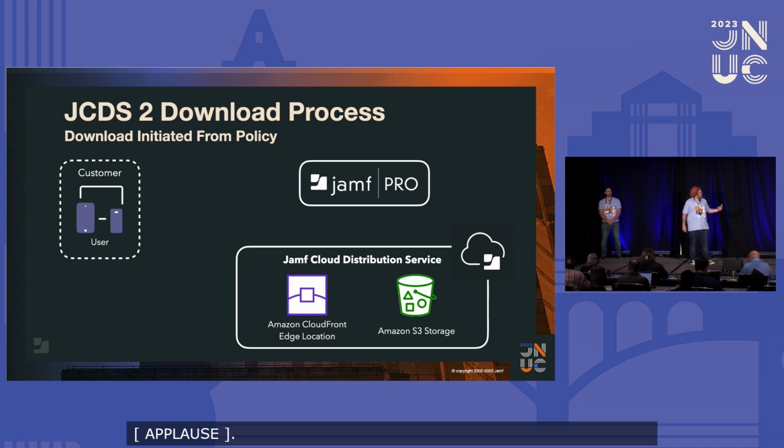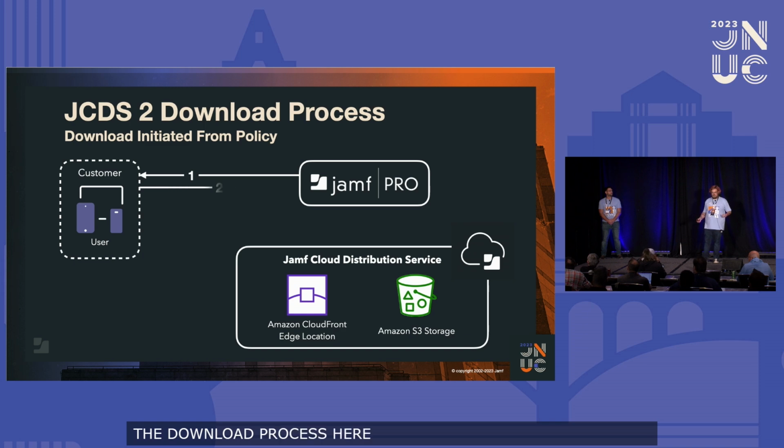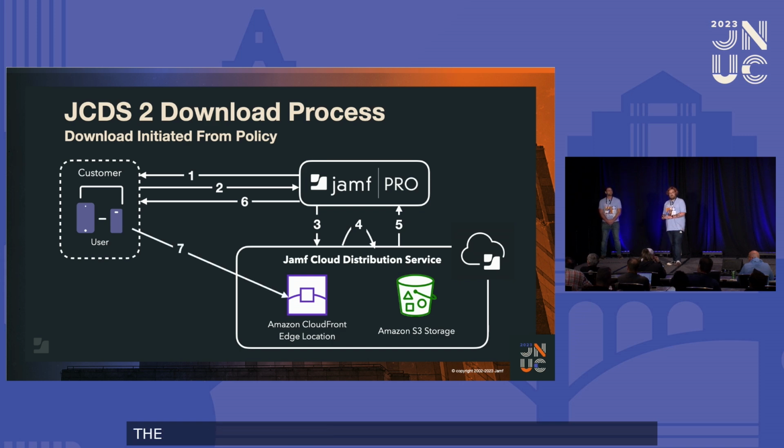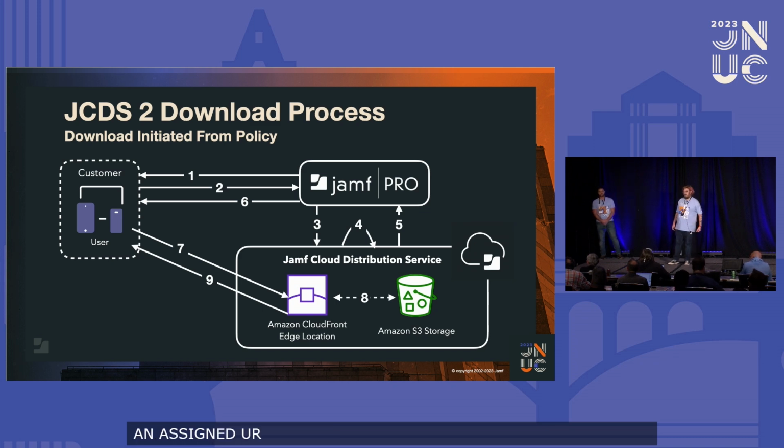So we're going to start with the download process here. There's a few different steps, right? First, when a policy is saved in scope, Jamf Pro is starting the process and a secured URL is sent to the device. So that's step one. Step two, the device connects to Jamf Pro using that secured URL, and that's going to initiate our download. Step three is Jamf Pro is going to connect to JCDS and request a signed URL from there. Step four is JCDS generates a signed URL. And then step five is it returns the signed URL to Jamf Pro. So a little bit of back and forth there.